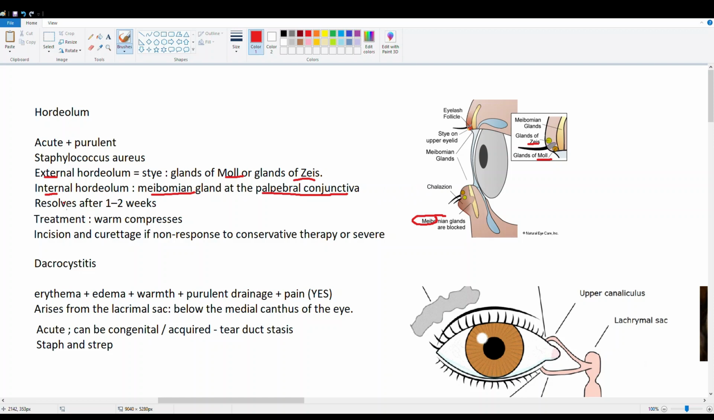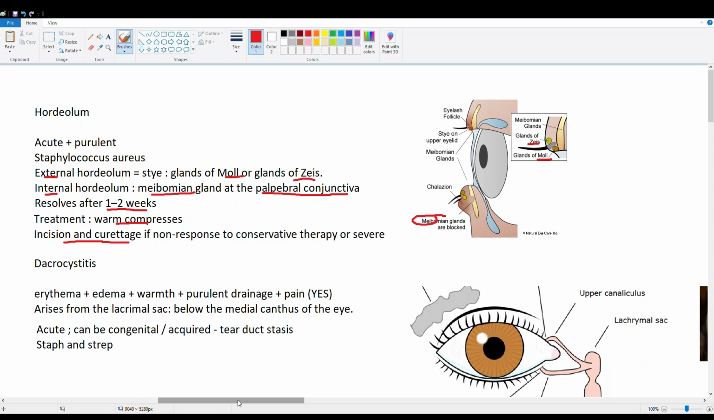Okay, and so hordeolums usually don't last that long. They usually resolve within 1 to 2 weeks, and treatment for the most part is usually conservative, so warm compress. As you'll see with a lot of these eye conditions, warm compress is usually first line for many of these, and if it's recurrent or it persists or it's very severe, then you can do something like incision and curettage to drain all that purulent fluid out. All right, so we've discussed hordeolum, the right answer.